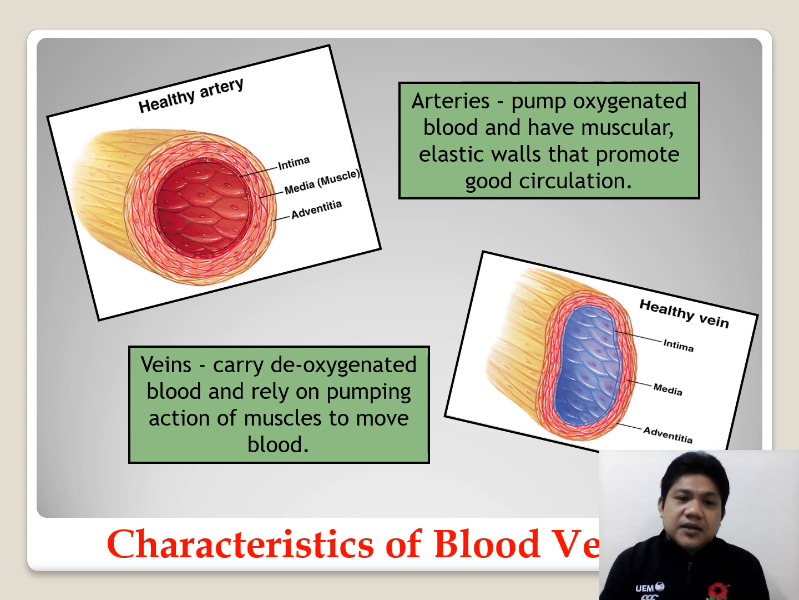This is the characteristic of blood vessels. Arteries pump oxygenated blood and have muscular, elastic walls that promote good circulation. And veins carry deoxygenated blood and rely on the pumping action of muscle to move blood.